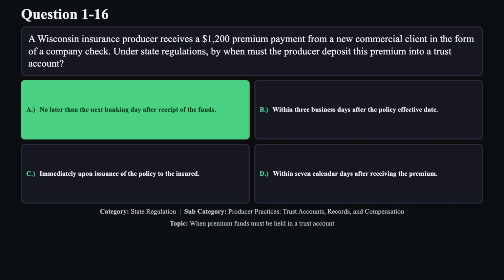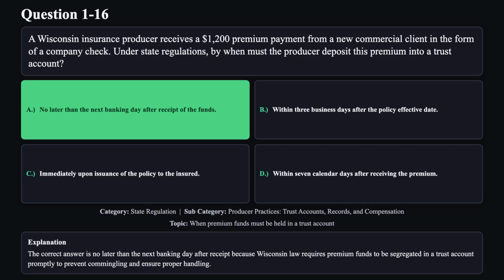The correct answer is A. The correct answer is no later than the next banking day after receipt, because Wisconsin law requires premium funds to be segregated in a trust account promptly to prevent commingling and ensure proper handling.